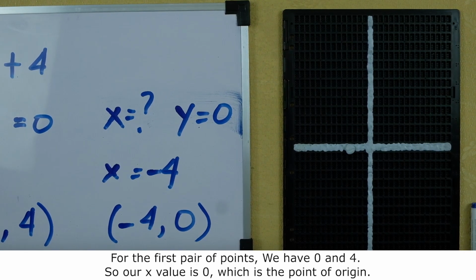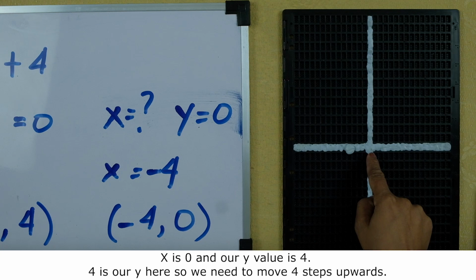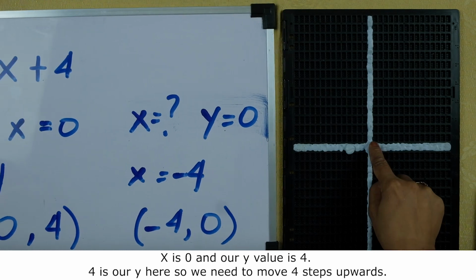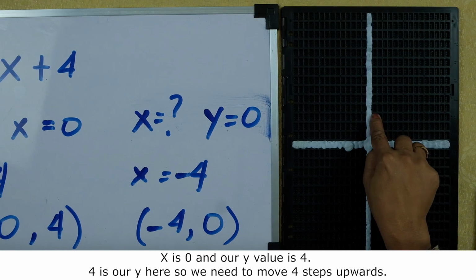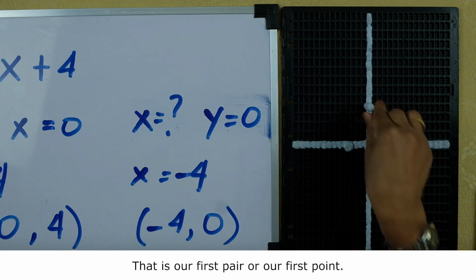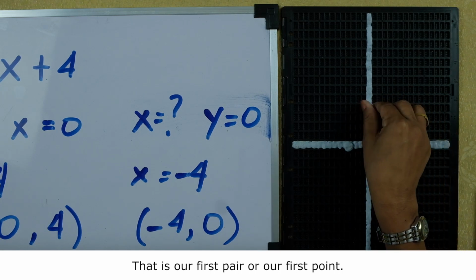For the first pair of points, we have 0 and 4. So our x value is 0. This is the point of origin, 0. Our x is 0. And our y value is 4. So positive 4 is our y here. So we need to move 4 steps upward. 1, 2, 3, 4. So it's here. We have to put it here. That is our first pair, or our first point.